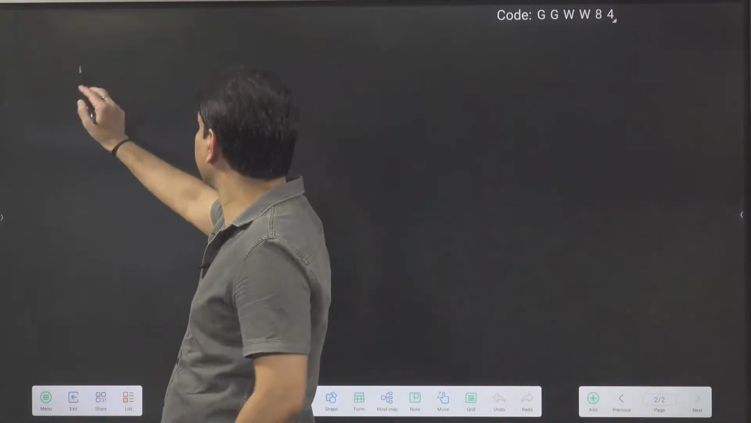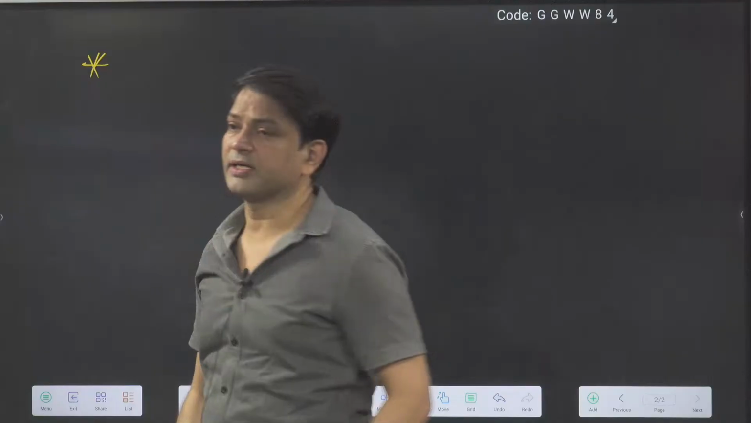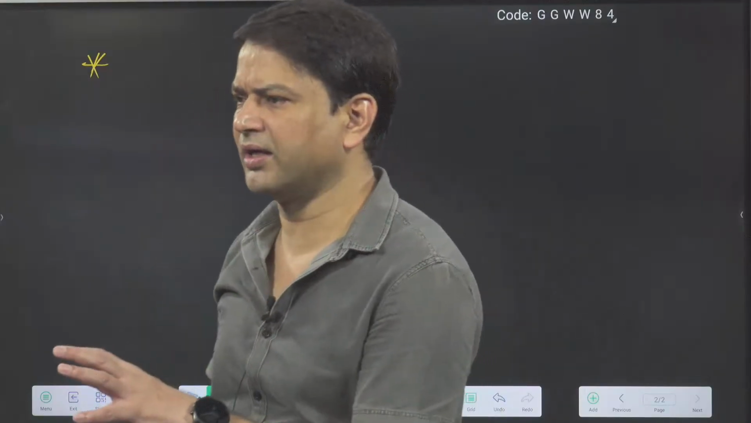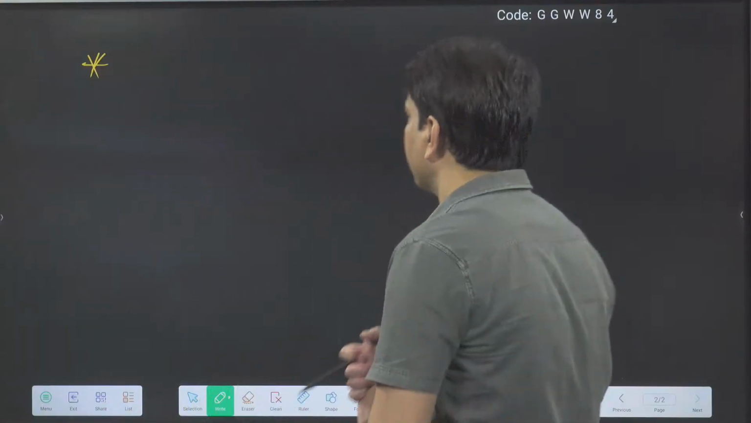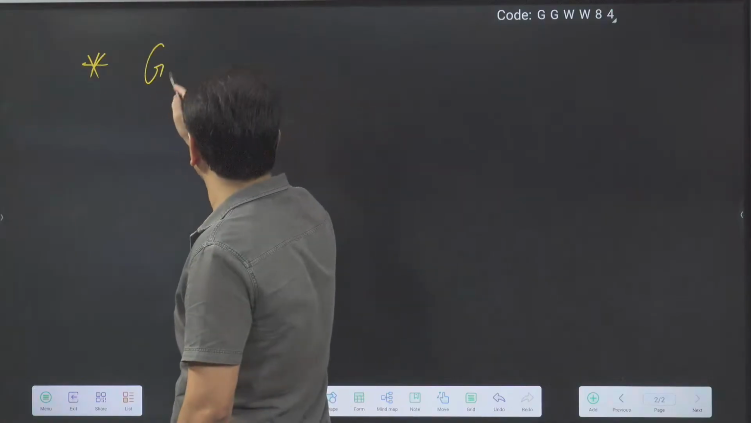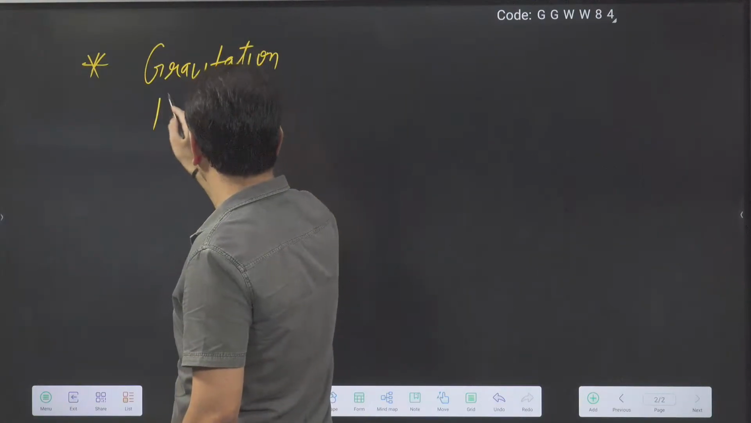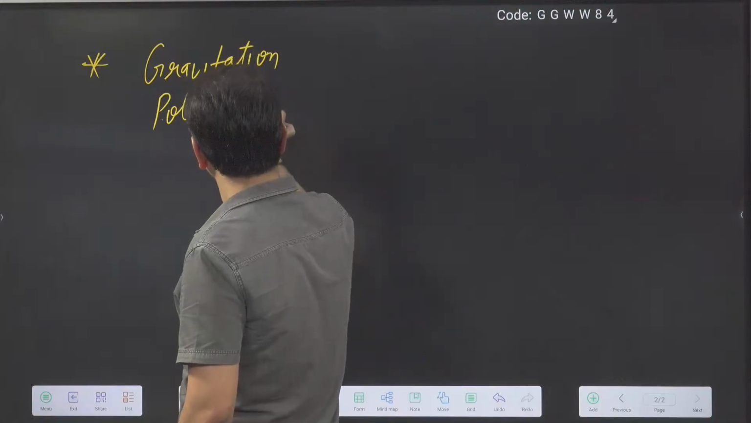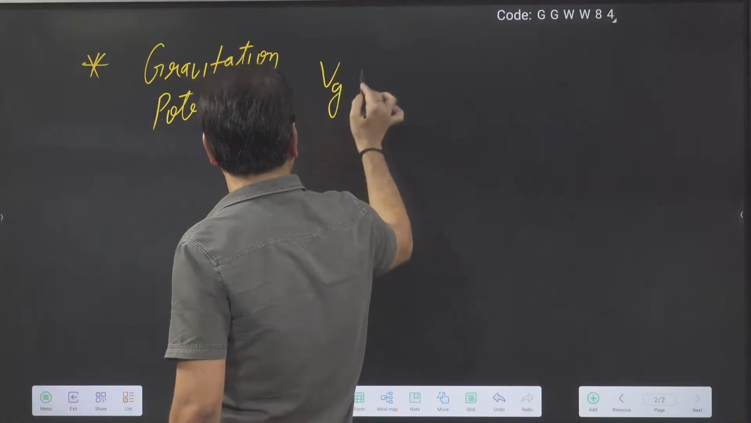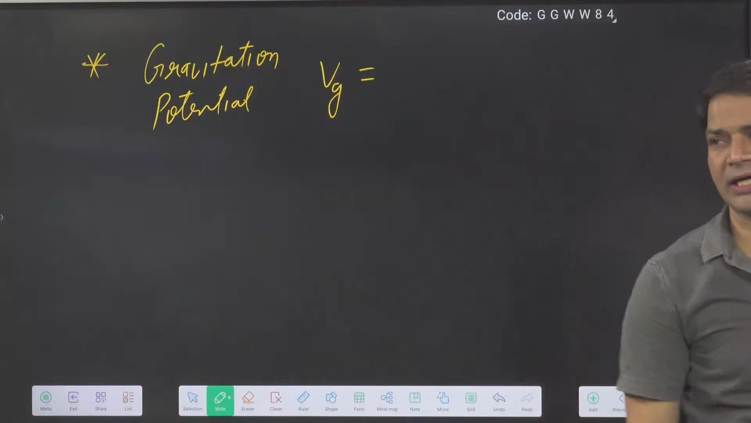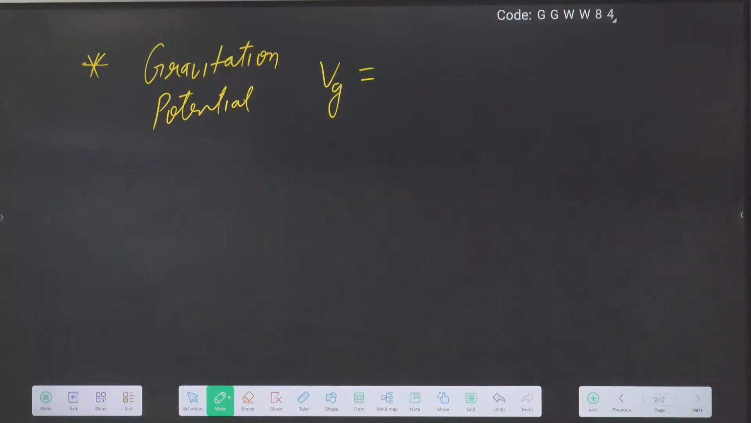Okay, next thing, like gravitation potential and electric potential dimension I said. Suppose I need the gravitation potential. This also there is no need to mug up. Anybody will say, what is the formula of the gravitation potential?